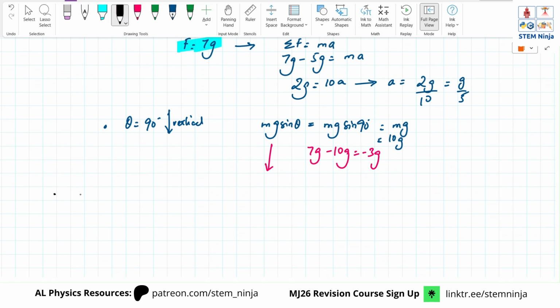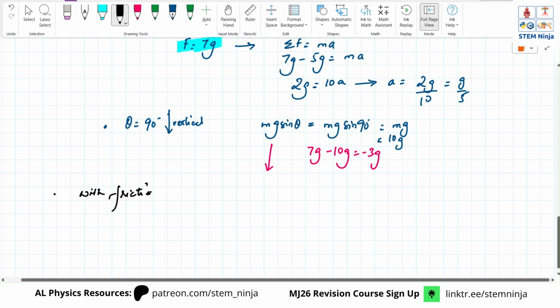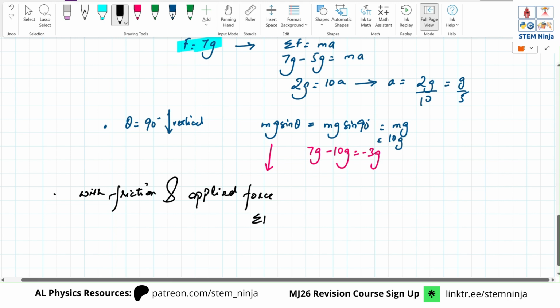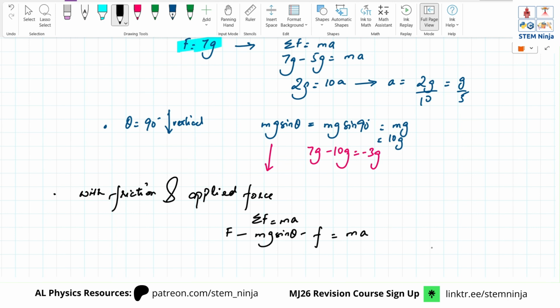So with friction and applied force, there will be only one component added in this. So the sum of forces equals MA. This would be applied force F minus mg sine of theta minus the resistive force, the friction force, equals MA. Now, it depends on the question what information you have, but more or less, this would be the case.